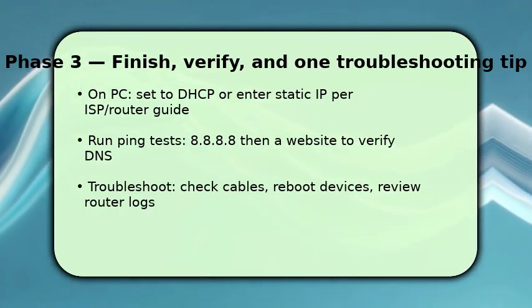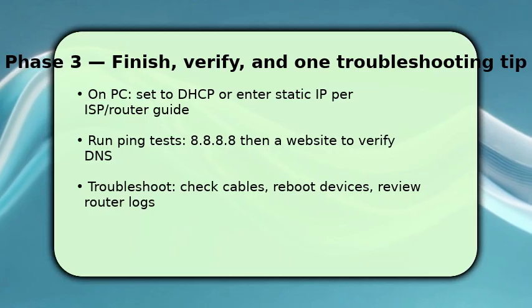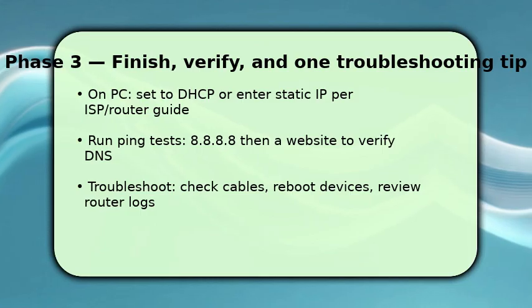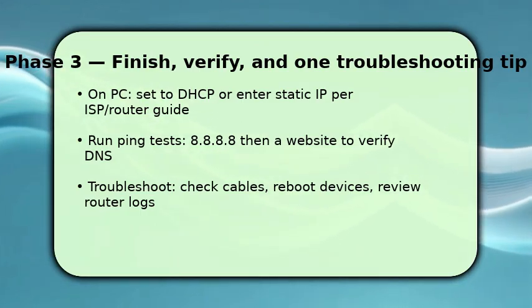If there's no internet, check cable seating, reboot modem and router again, and inspect the router WAN status or logs. One key tip: swap the Ethernet cable to rule out a faulty cable.